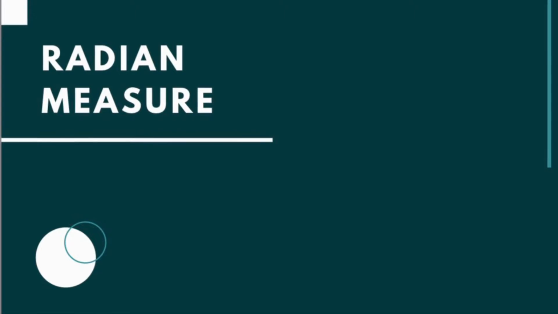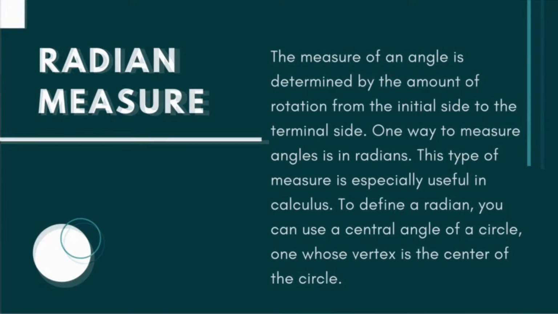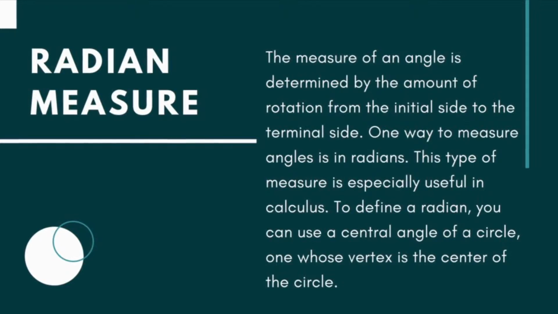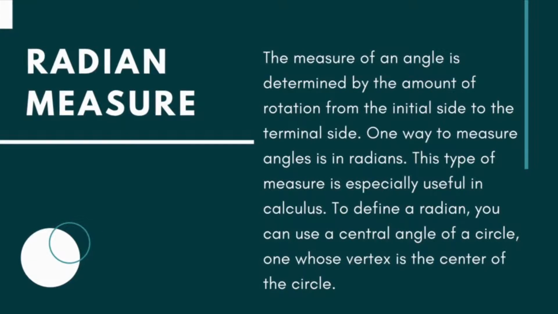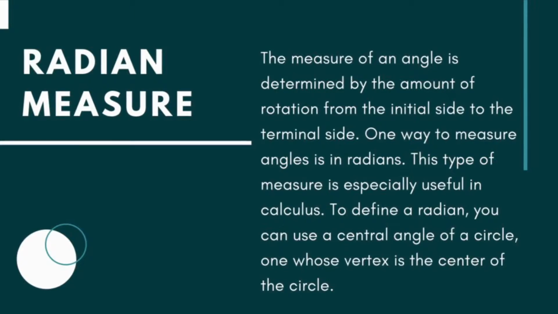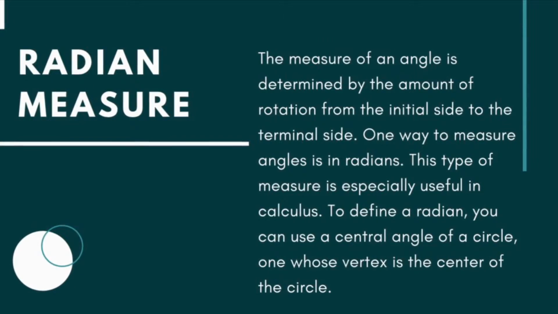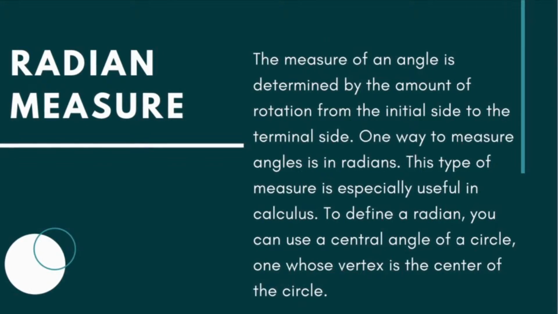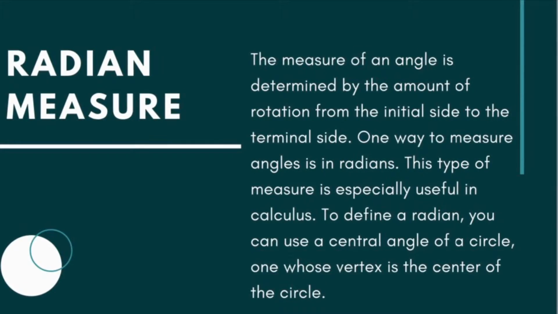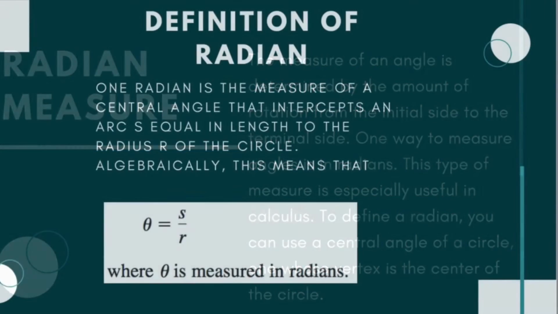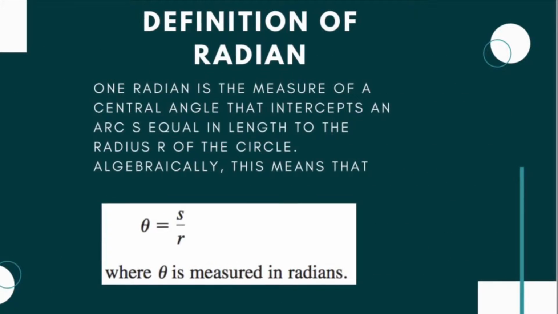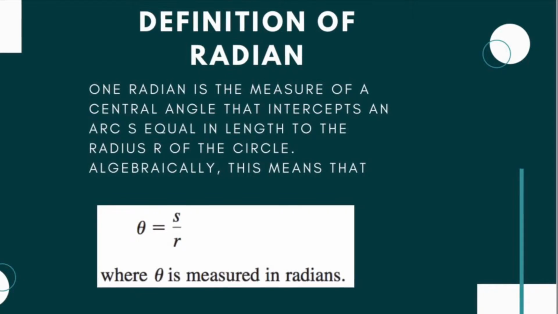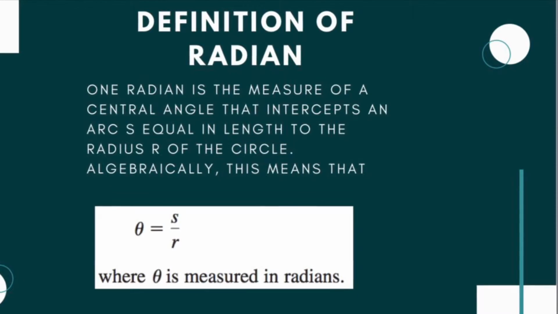Now we're going to learn about radian measure. The measure of an angle is determined by the amount of rotation from the initial side to the terminal side. One way to measure angles is in radians. This type of measure is especially used in calculus. To define a radian, you can use a central angle of a circle, one whose vertex is the center of the circle. 1 radian is the measure of a central angle that intercepts an arc s equal in length to the radius r of the circle.